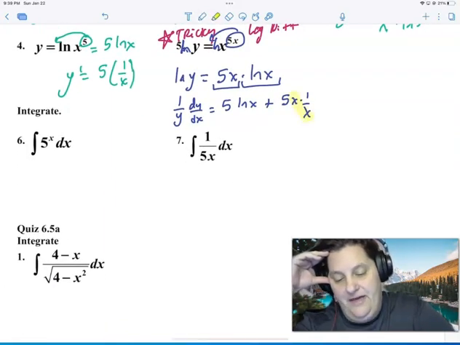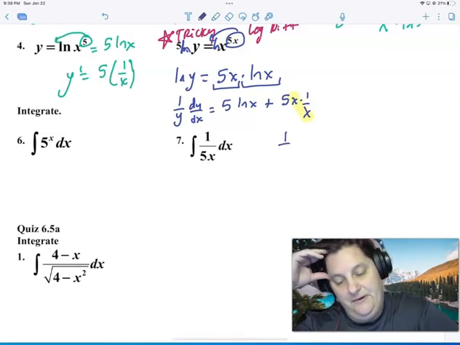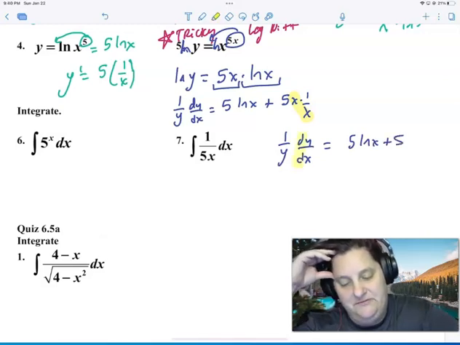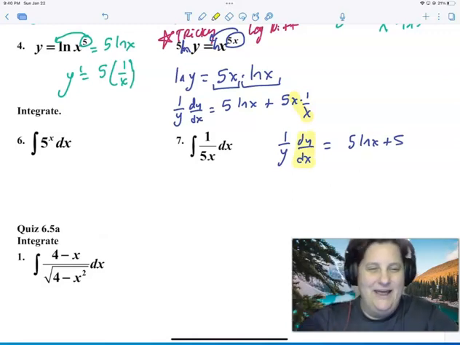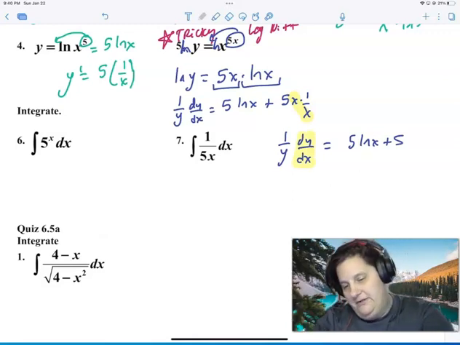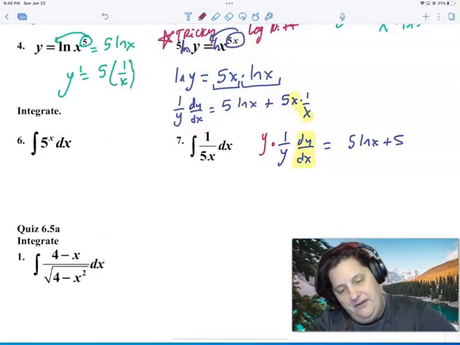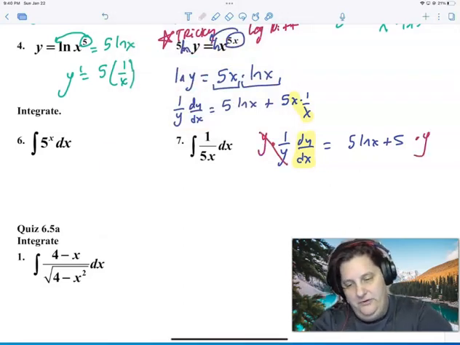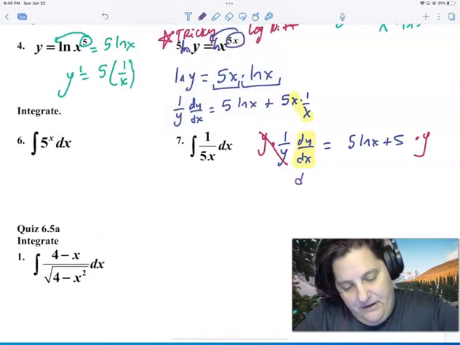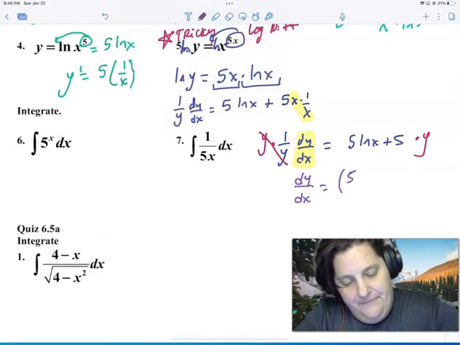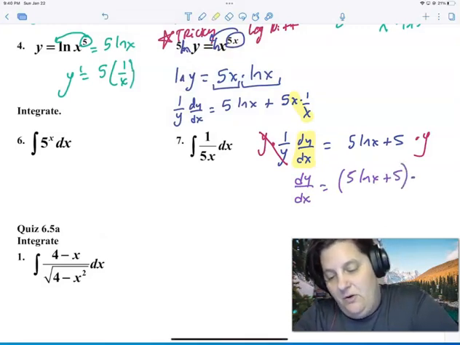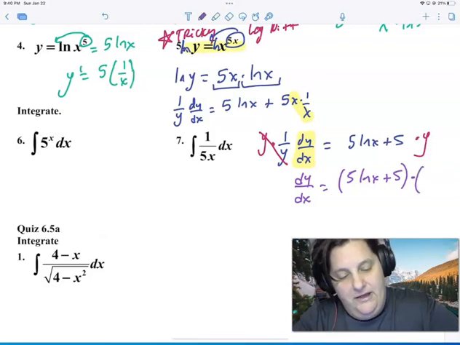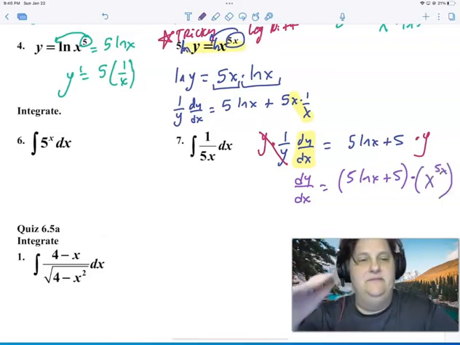Now, I can simplify the x's here so that I get 5 ln of x plus 5. But you guys, the original problem asked us to find y prime or dy dx. And I have this 1 over y here, and we don't want that there. So what we're going to do at the very end is just multiply the y over to get it on the other side, right? Now, sometimes it will say times y. But if it doesn't, let's go all the way back to the beginning. What was y? x to the 5x, okay?